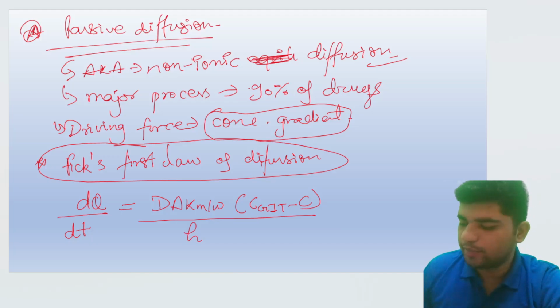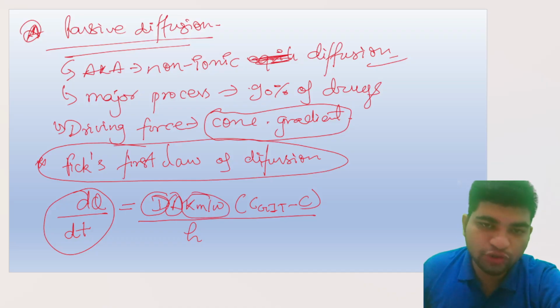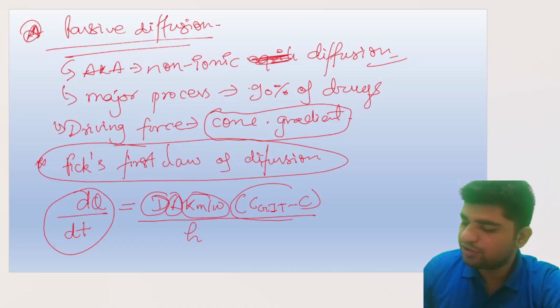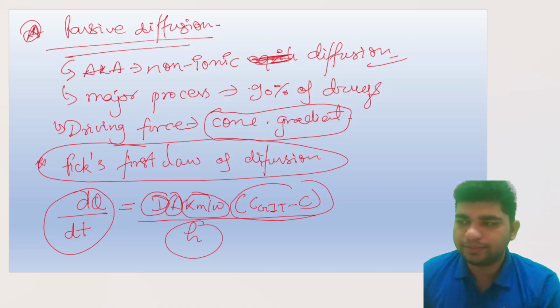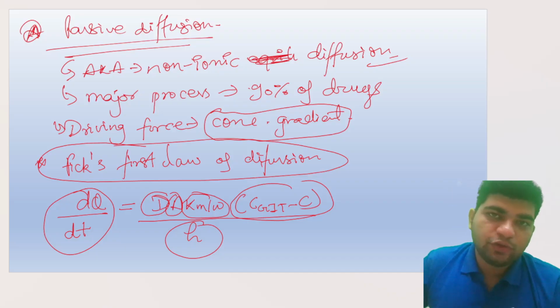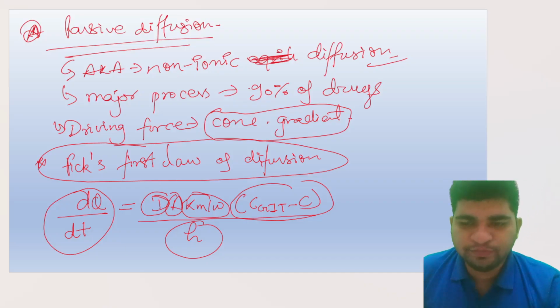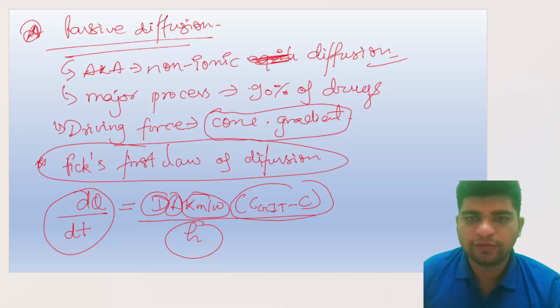Thickness of the membrane. So this is the rate of diffusion. This is the diffusion constant. This is surface area. This is the partition coefficient. This is the concentration gradient, and this is the thickness of the cell membrane. All right. So it can be asked that passive diffusion depends on which law? Fick's first law of diffusion.